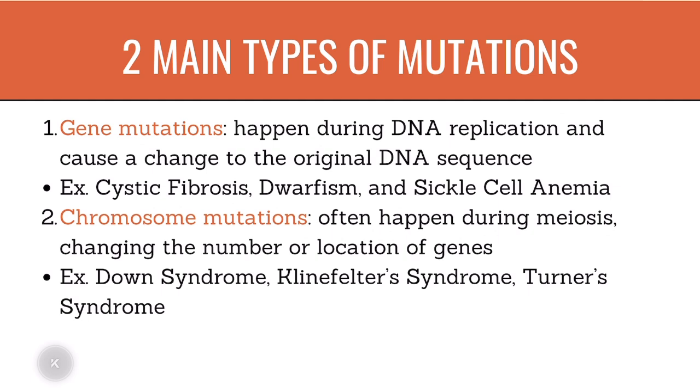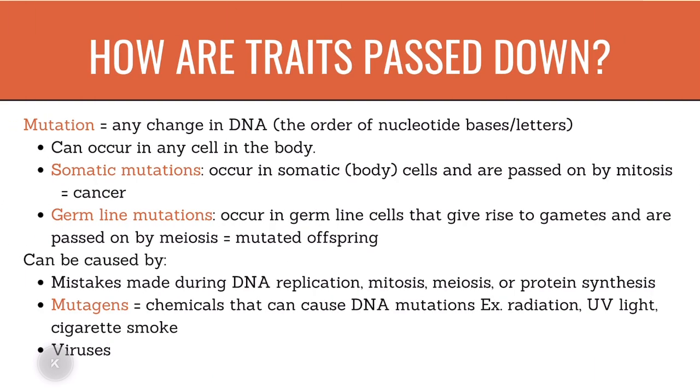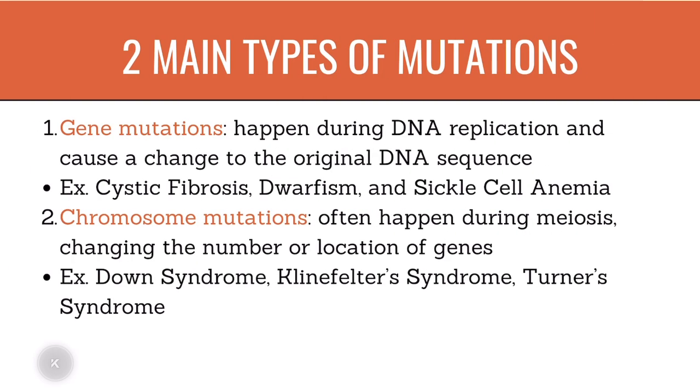So there's two main types of mutations that we're going to be talking about, and that's going to be a gene mutation. This happens during DNA replication, and it causes a change to the DNA sequence. So some examples of mutations that are gene mutations are cystic fibrosis, dwarfism, and sickle cell anemia.